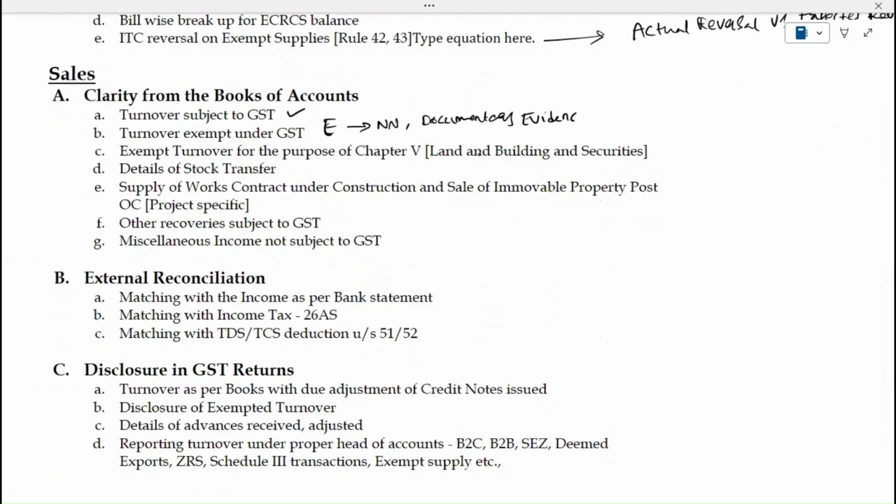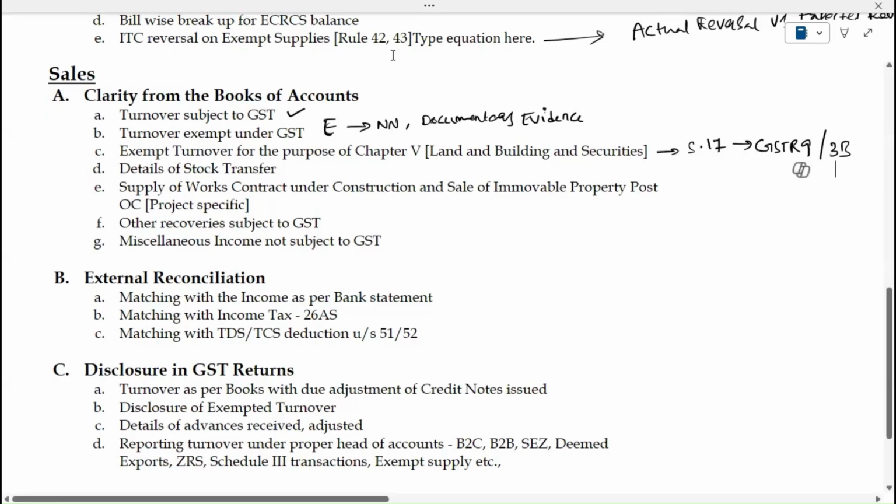For every transaction, please keep in mind, you need to have documentary evidence. Then exempt turnover for the purpose of chapter 5, that is land and building, securities. This is only for section 17 purpose, which gets disclosed in GSTR 9 or 3B. Please keep in mind, whenever there is a security, chapter 5 says that 1% of the sale of security is your turnover. How to calculate input tax reversal on exempt supply? Let's have an understanding of that.